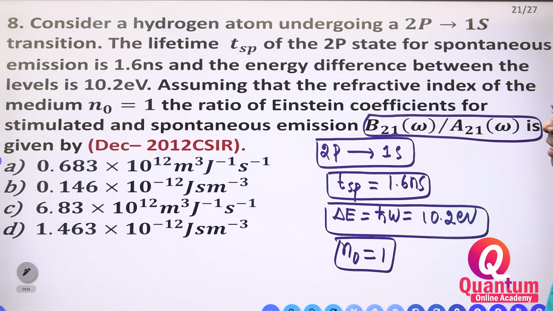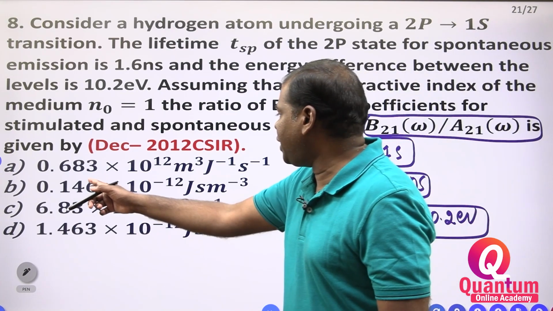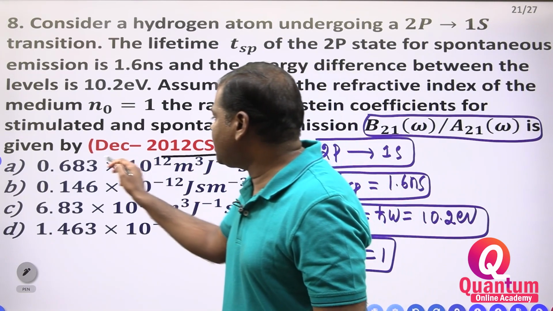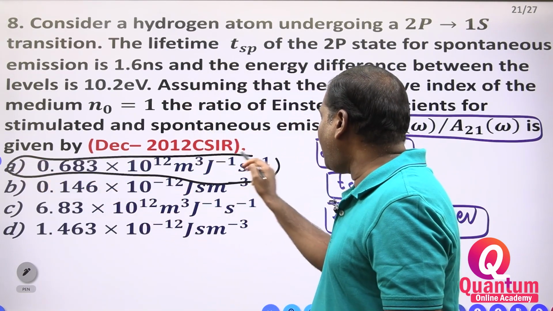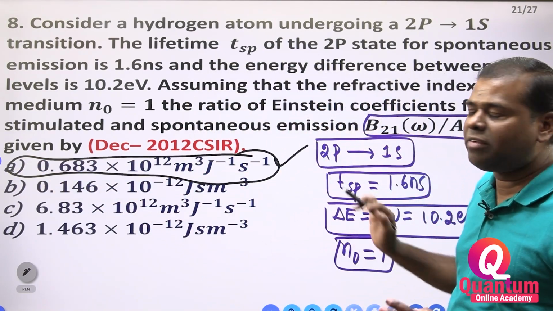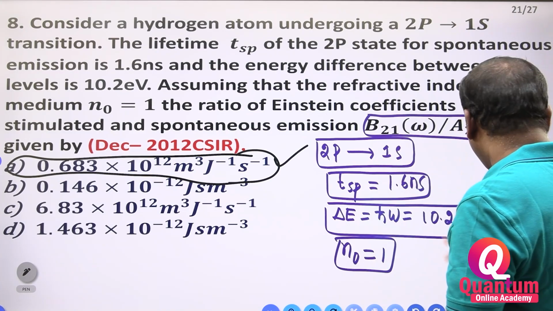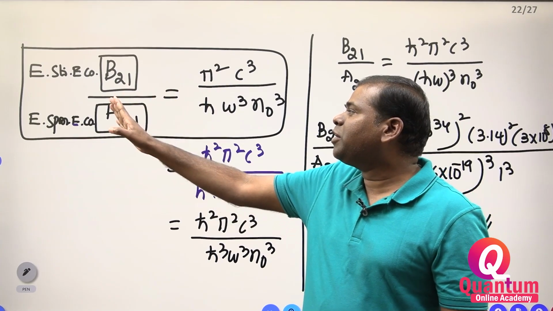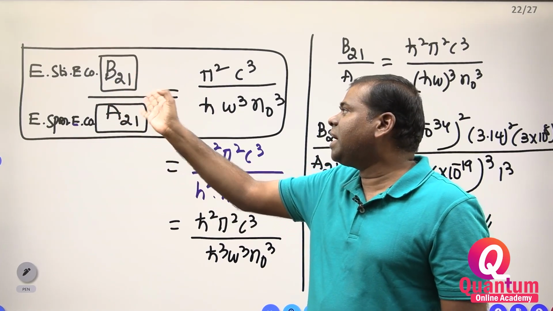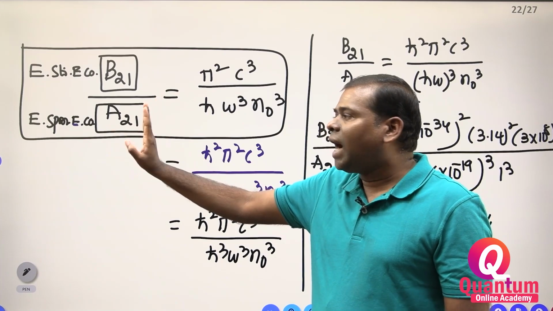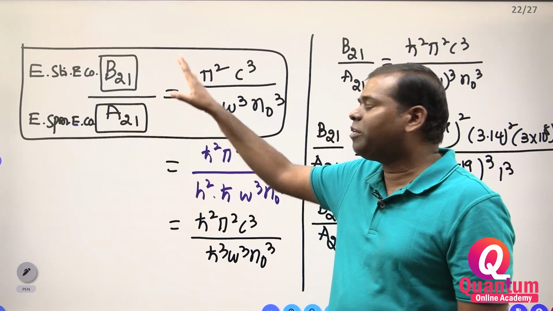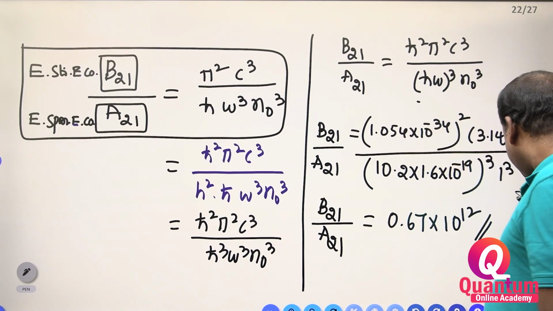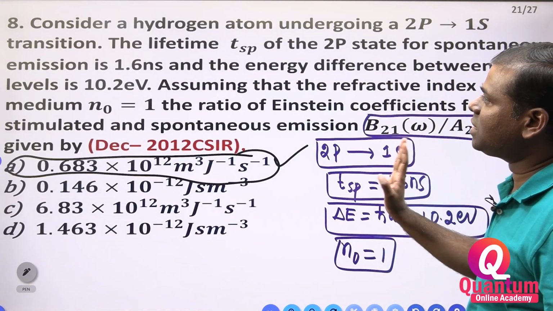Once you check, 0.67 into 10 to the power of 12, option A is correct. Which one is correct? Option A is correct. This is very, very important. You remember the formula. This formula is a very, very important formula. The ratio of the Einstein stimulated emission coefficient to the Einstein spontaneous emission coefficient is very, very important. Clear? This is the lasers first question.